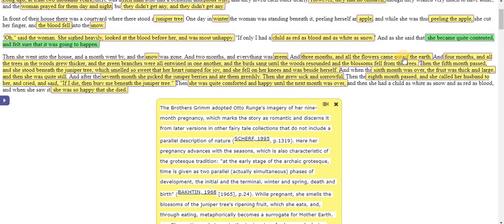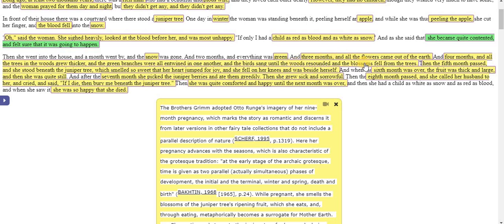So again, the 3rd month is the time in which the baby develops their digits, their fingers and their toenails and toes, etc. And 4 months and all the trees in the woods grew thicker, and the green branches were all entwined with one another, and birds sang until the wood resounded, and the blossoms fell from earth. So again, after 4 months, all the trees in the woods grew thicker, and the green branches were all entwined with one another, and the birds sang until the woods resounded, and the blossoms fell from the trees.